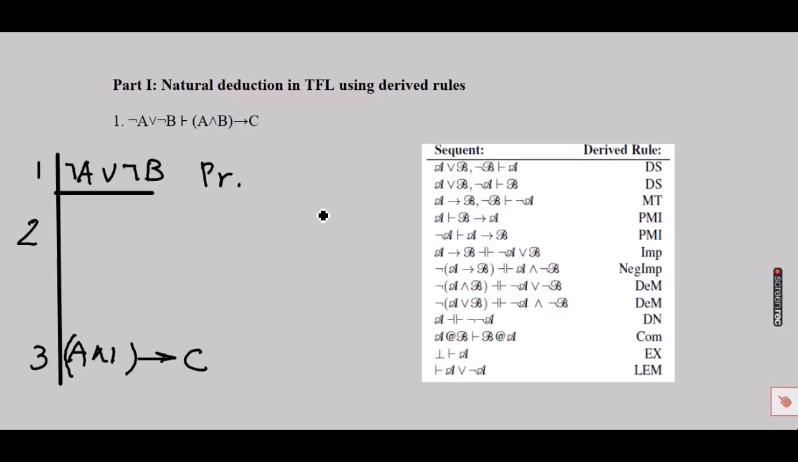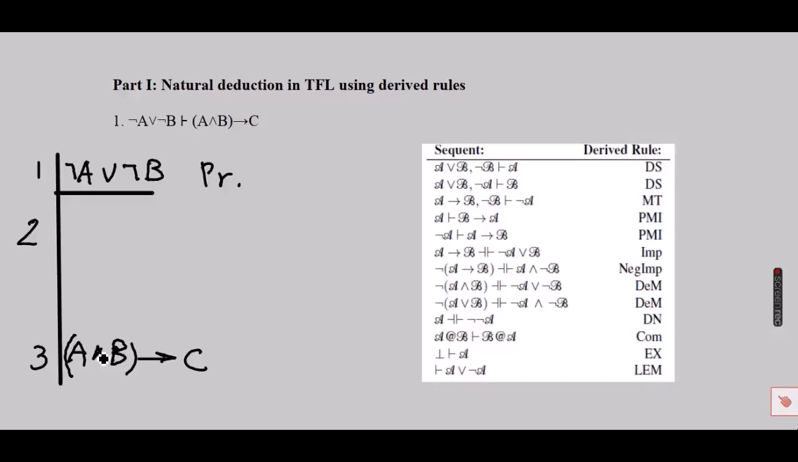Okay, so here we have a proof. We have one premise and our goal is to get to A and B arrow C. With the derived rules, usually we can start working from the top and we can just see what derived rule we can apply to the things that we have. And by doing that, we try to make our way toward the conclusion.